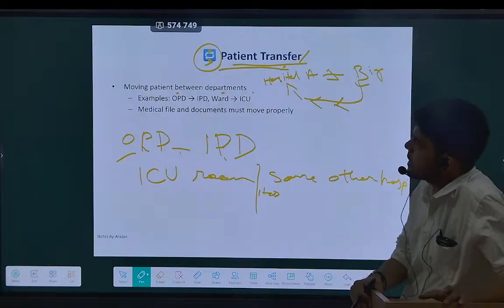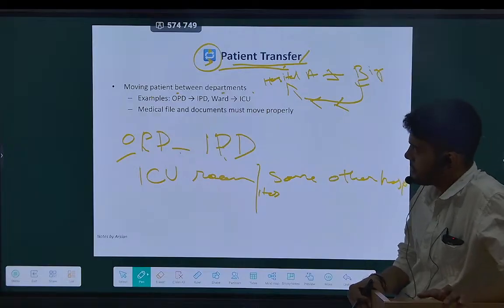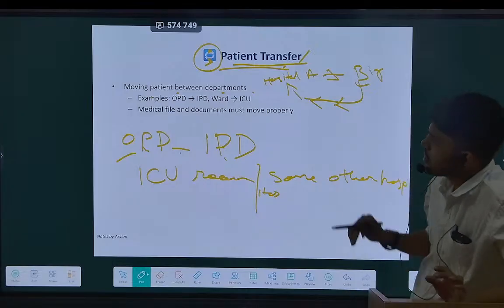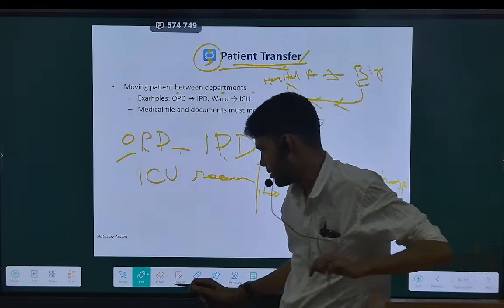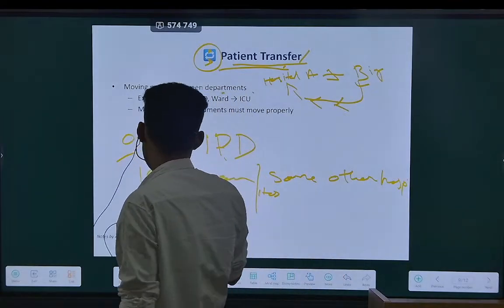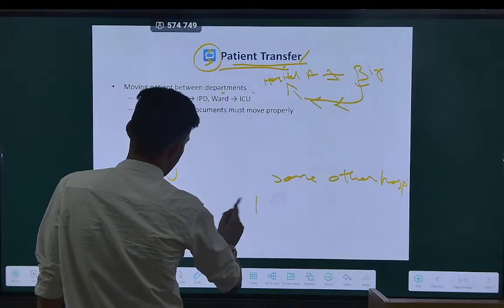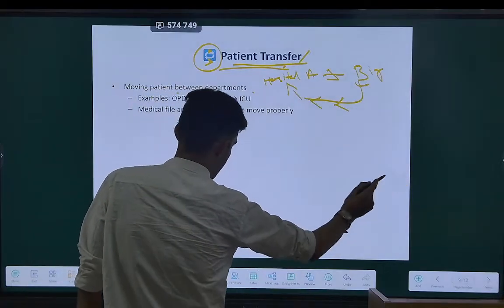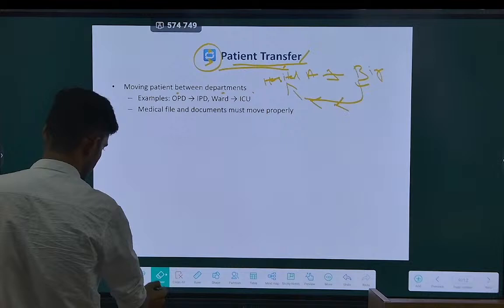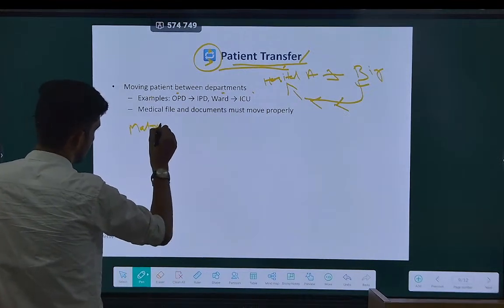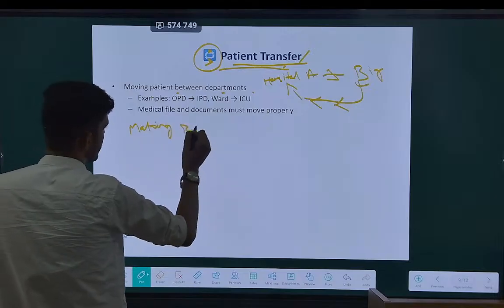So what role does management play here? A very important role hospital management plays here, which is making reports.